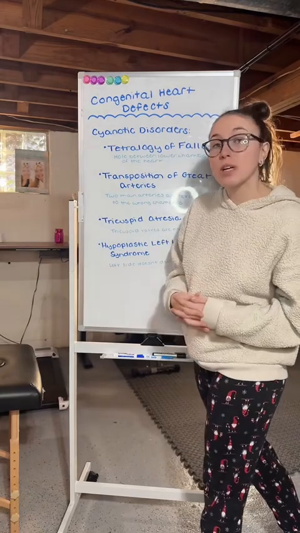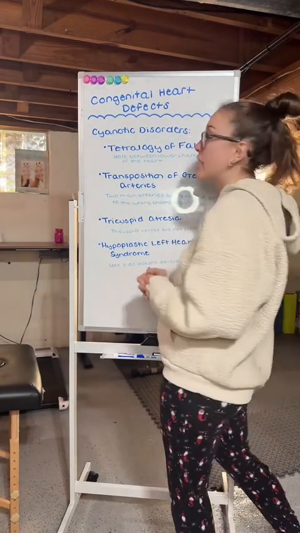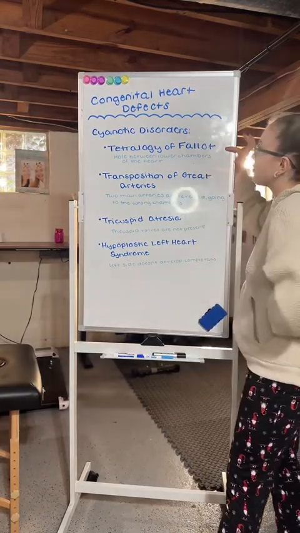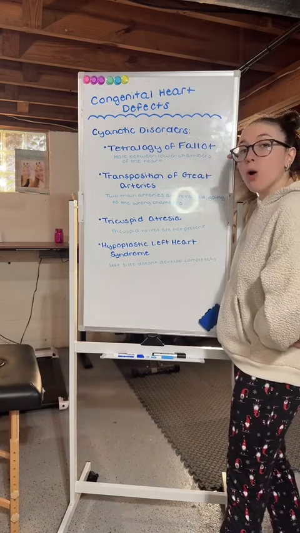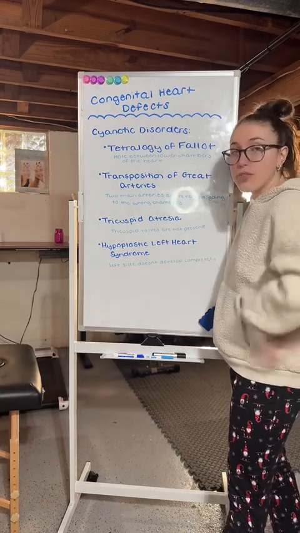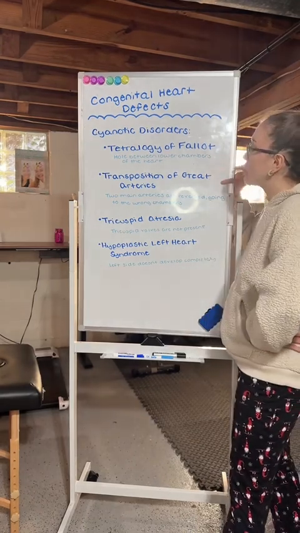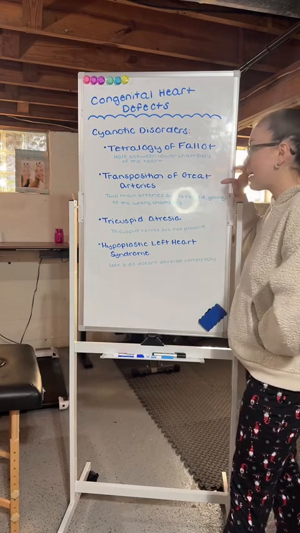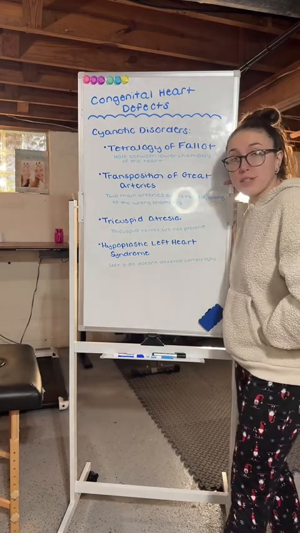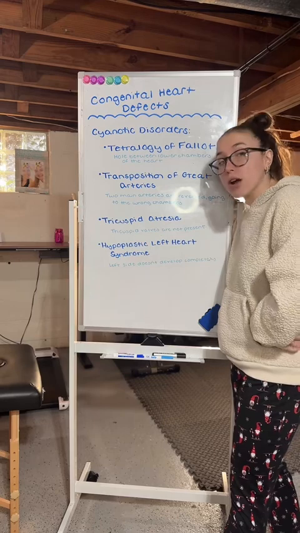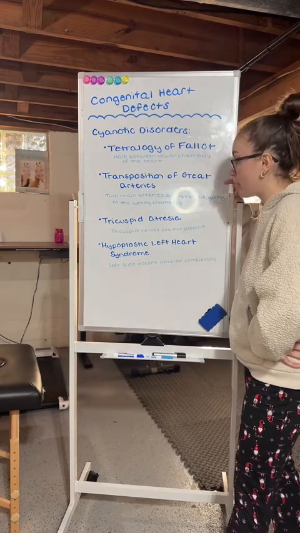Let's talk about the four types of cyanotic heart disorders. The first one we have is tetralogy of Fallot, and this occurs when there is a hole between the two lower chambers of the heart. The second one is transposition of great arteries, and this actually means the two main arteries are reversed, so they're going to the wrong chambers of the heart that they're supposed to be going to.